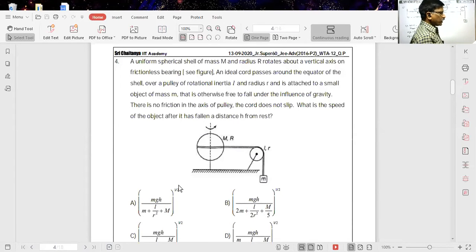Now there is no friction in the axis of the pulley. It can rotate freely. The cord does not slip, here over the pulley, here and here. What is the speed of the object after it has fallen a distance h from rest? Whenever it falls through a distance small h from rest, what is the speed? Same type of problem, just the approach is different.